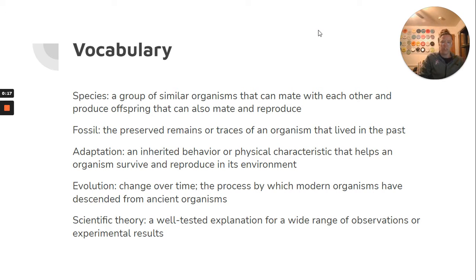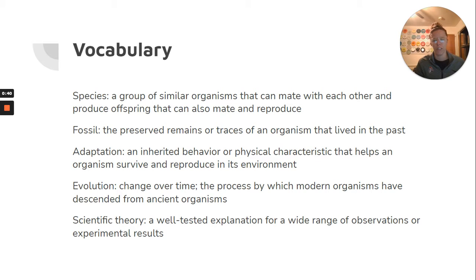So our vocab words: species, a group of similar organisms that can mate with each other and produce offspring that can also mate and reproduce. Fossil, the preserved remains or traces of an organism that lived in the past. Adaptation, an inherited behavior or physical characteristic that helps an organism survive and reproduce in its environment.